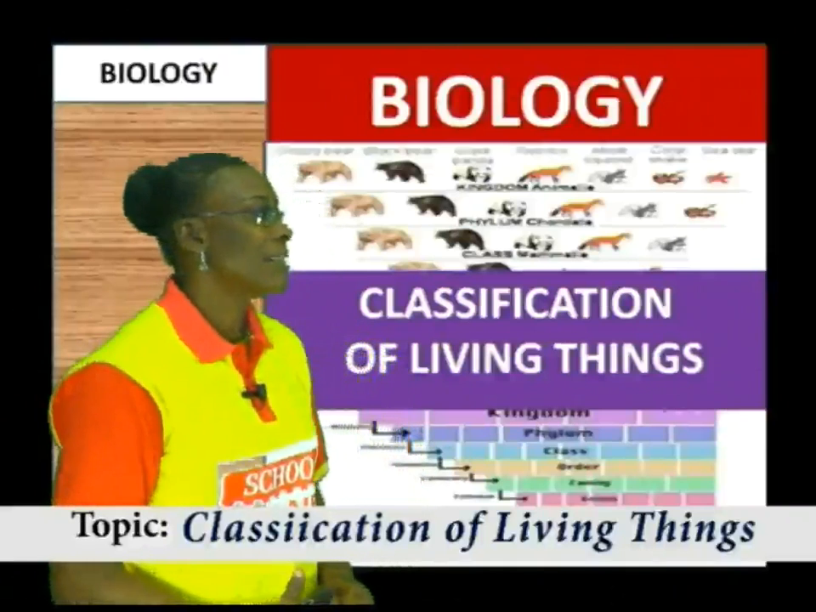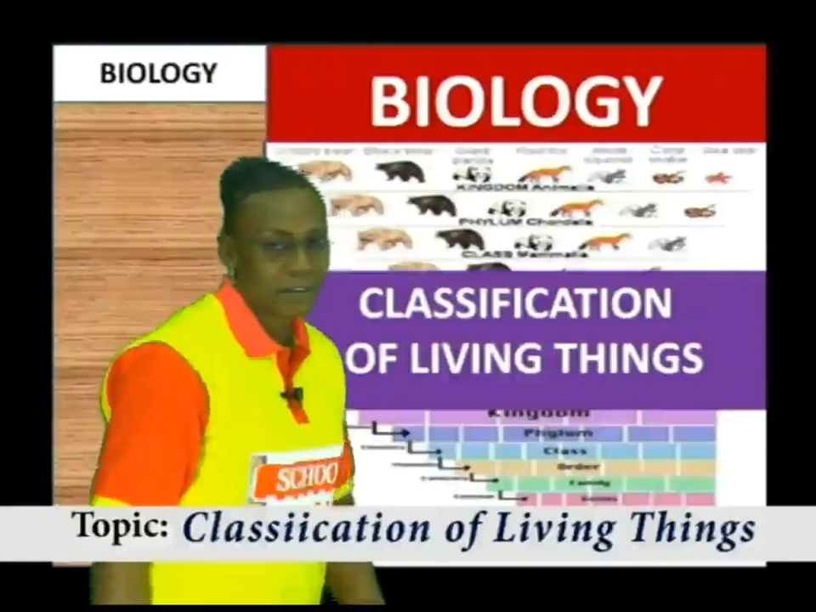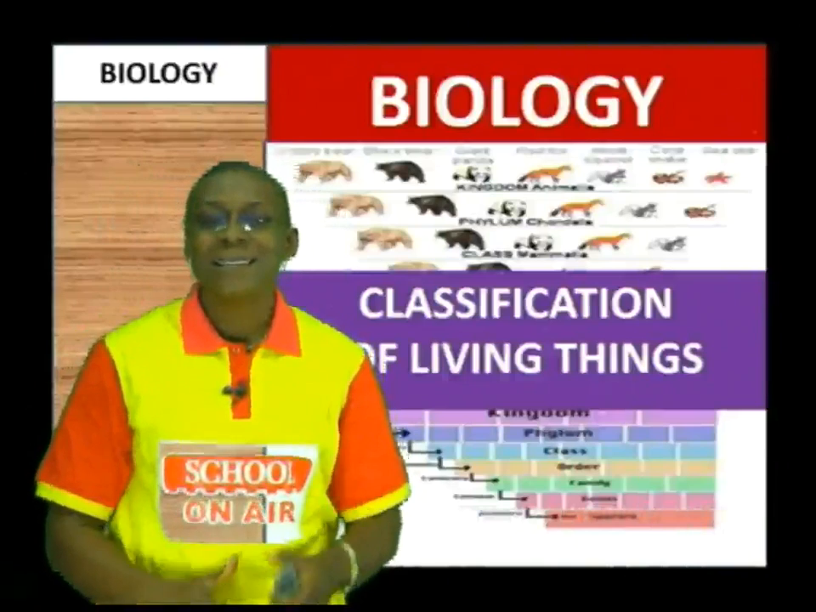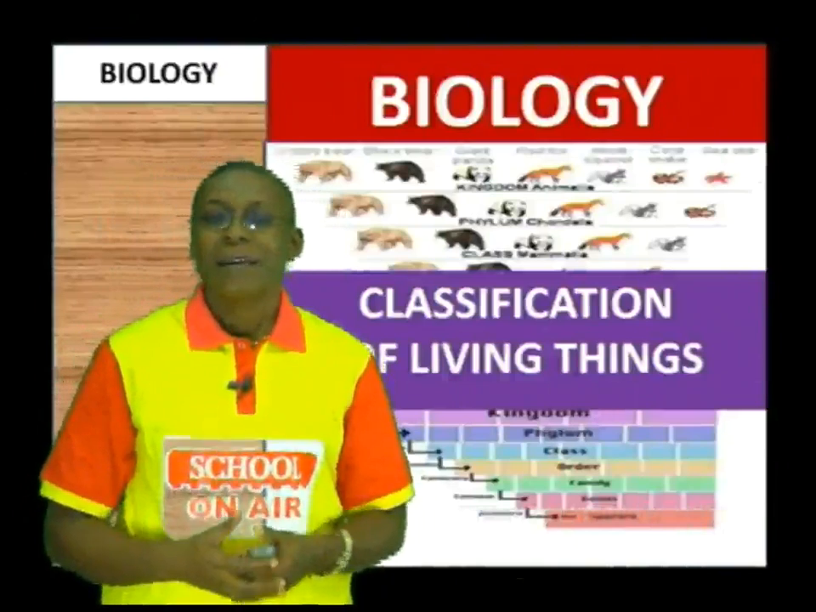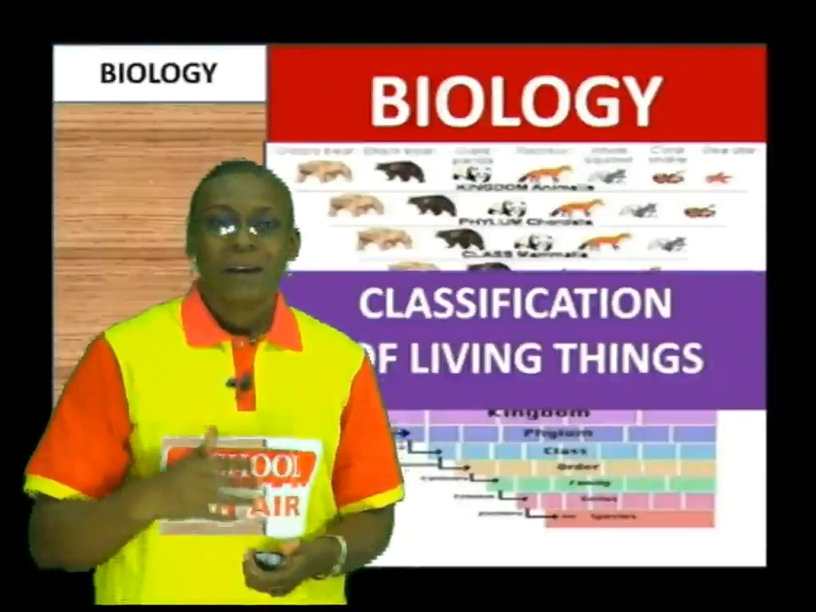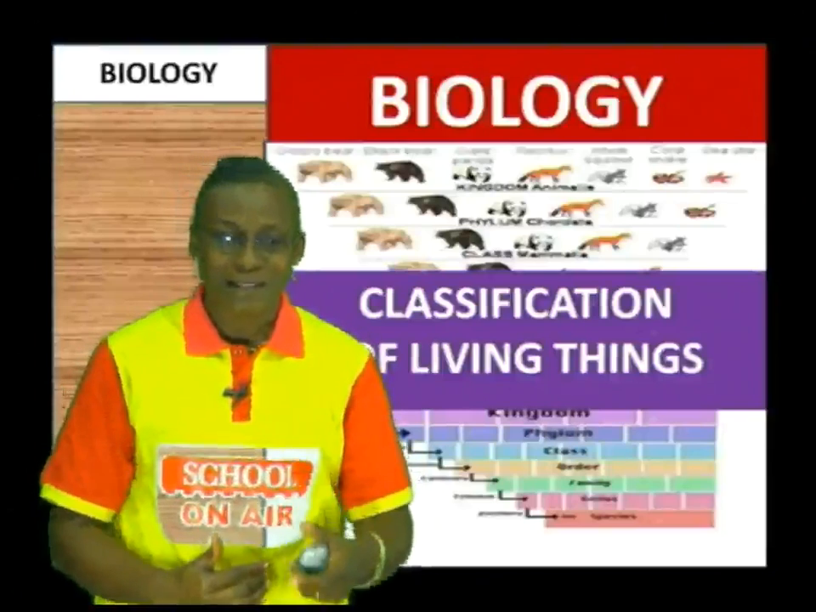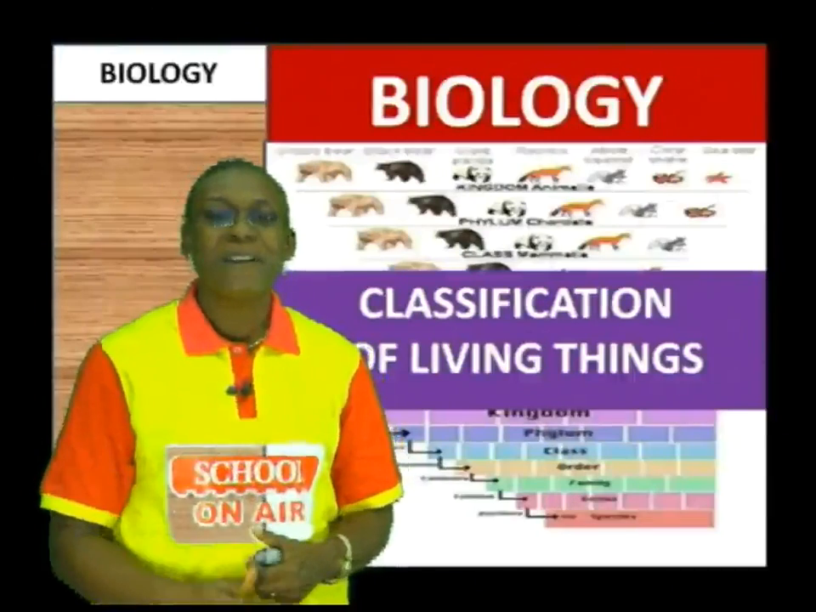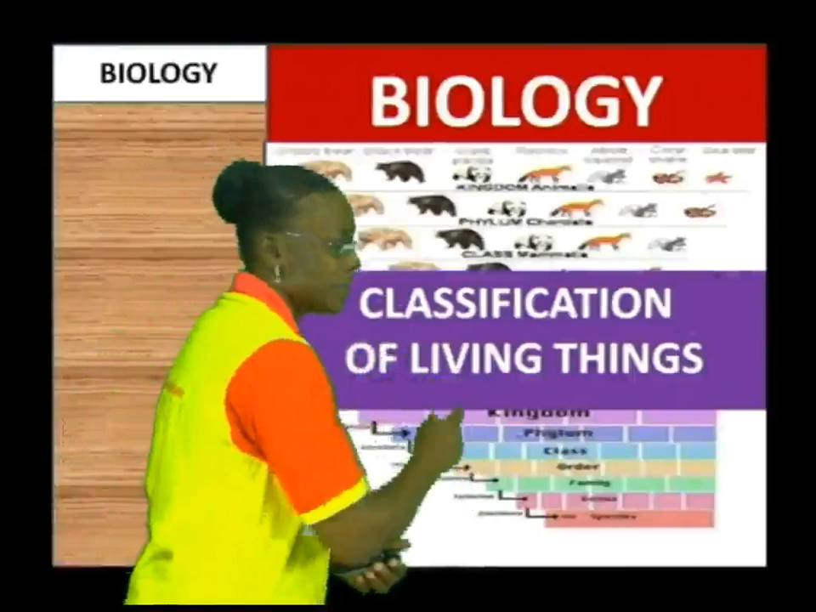We are still looking at classification of living things. Now, you know one thing about science. Science is dynamic. And what's the meaning of dynamic? Dynamic means that science is not static. There's no end to knowledge in science. Where you start and you end is where somebody else will just begin his own. So science is very, very dynamic. So we are looking at classification of living things.